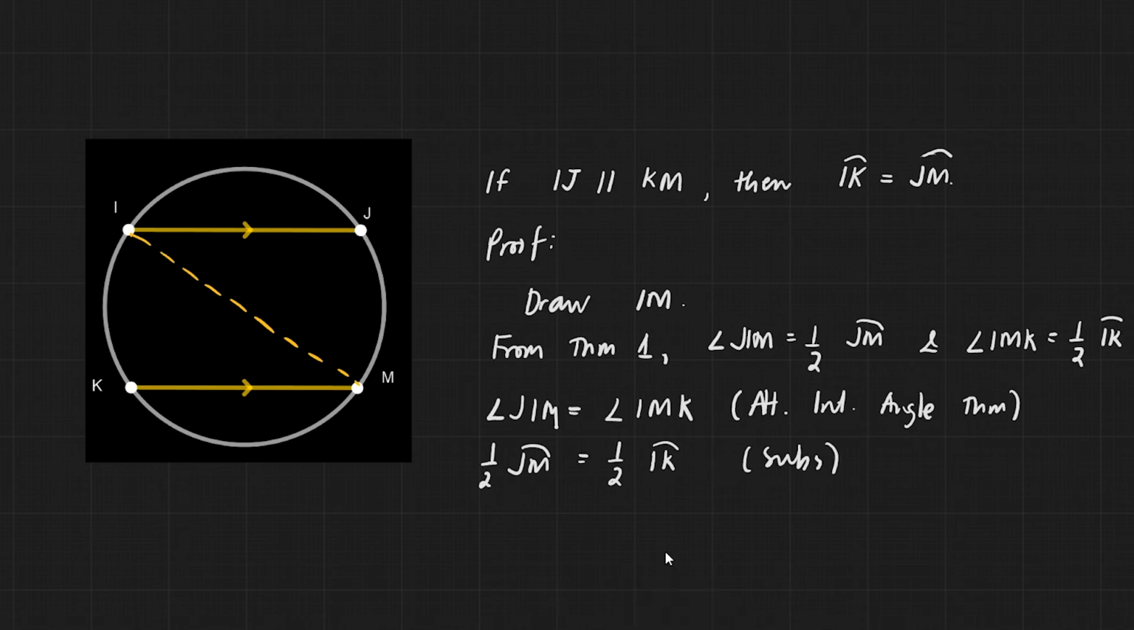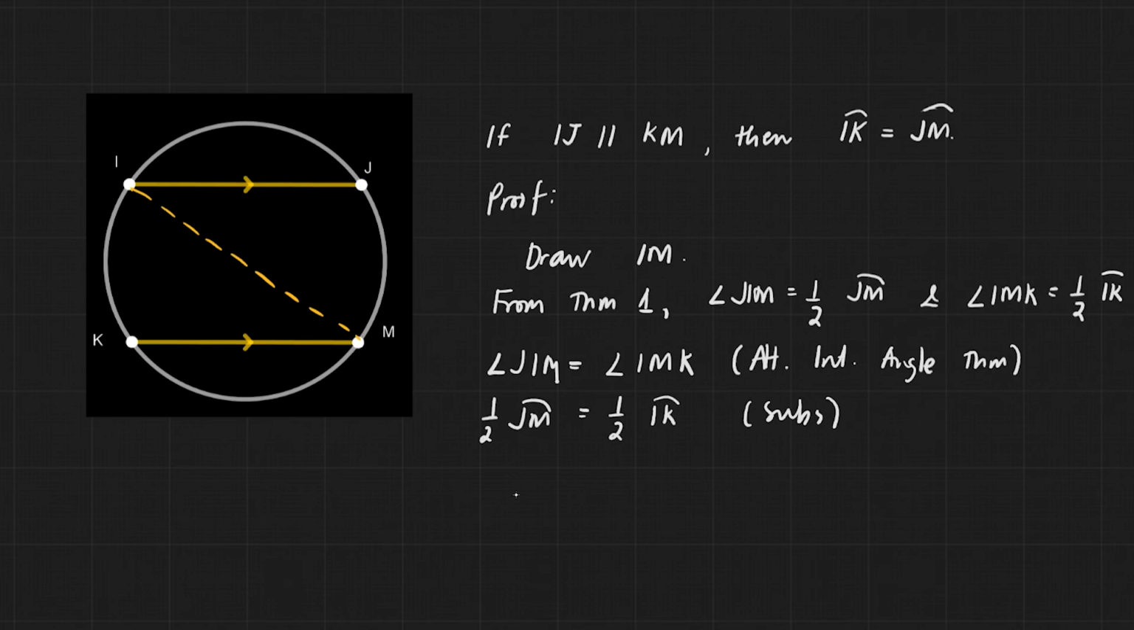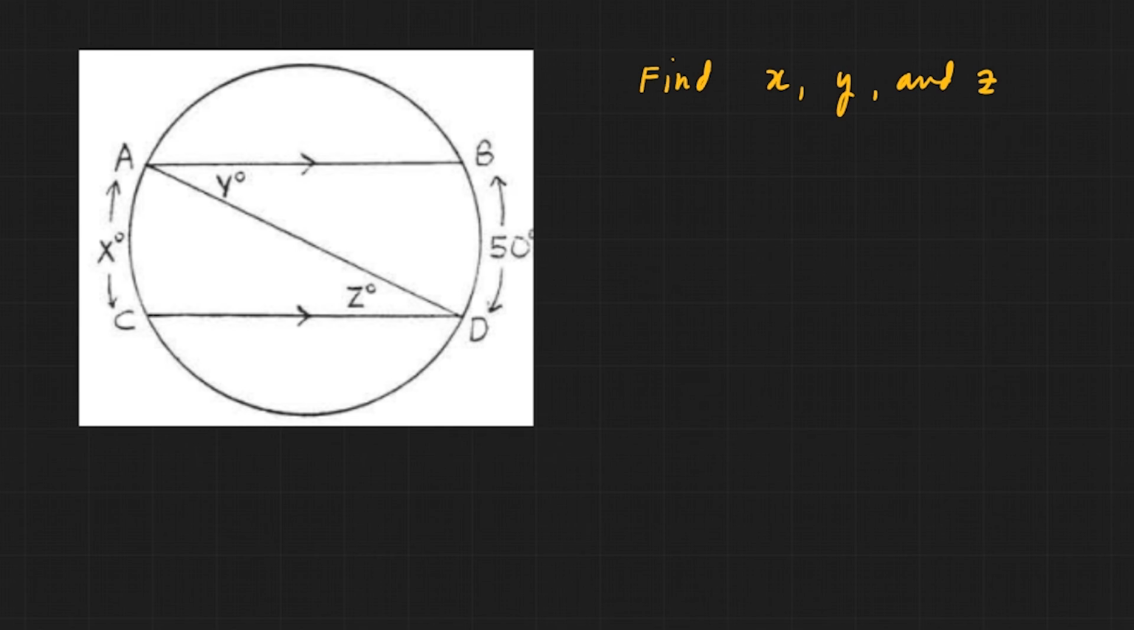And if you multiply everything by 2, we know that JM is equal to IK. Pero iba yung sinoshow natin, no? Pabaliktad. So anyway, we can reverse that. We have IK is equal to JM. Let's have some examples. Now, for this example, let's look for the values of x, y, and z. Now, pinakamadali yung x, no? Because we know that if these are parallel lines by theorem number 3, we know that this arc AC is equal to BD. So, therefore, x is equal to 50.